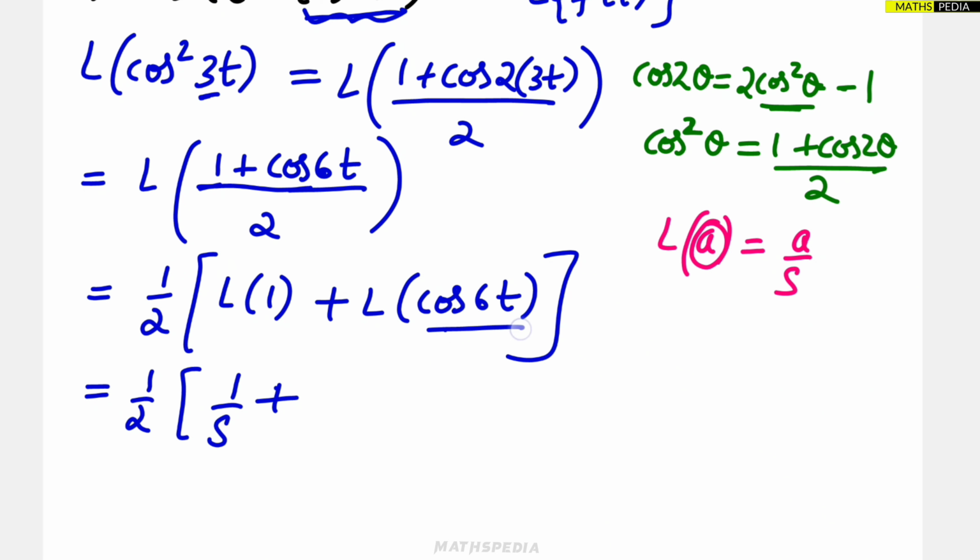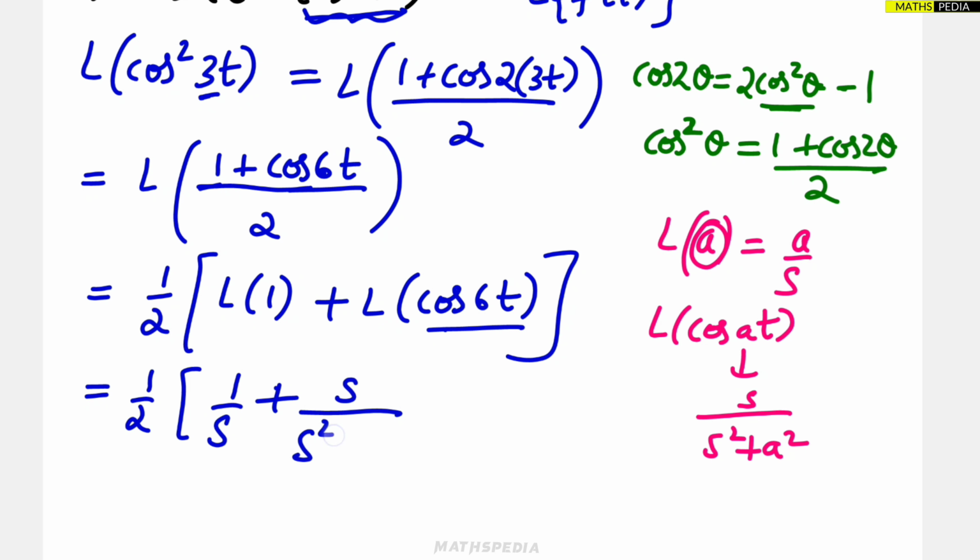Plus Laplace transform of cos at. We have already studied the Laplace transform of cos at formula. It is nothing but s by s square plus a square. So it will be s by s square plus 6 square. The a value is what? 6. 6 square how much? 36. Directly I'll write. Now we have to simplify this part.